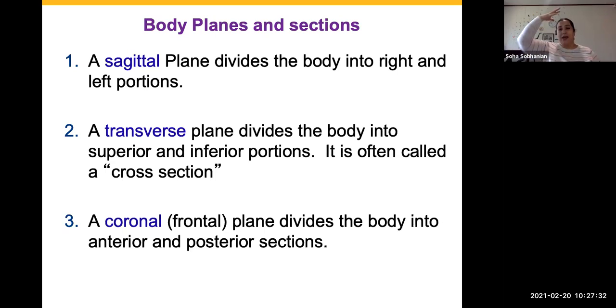Transverse cut, you get superior, inferior, not really, but thank you. And then coronal cut, you get front and back, or anterior and posterior.